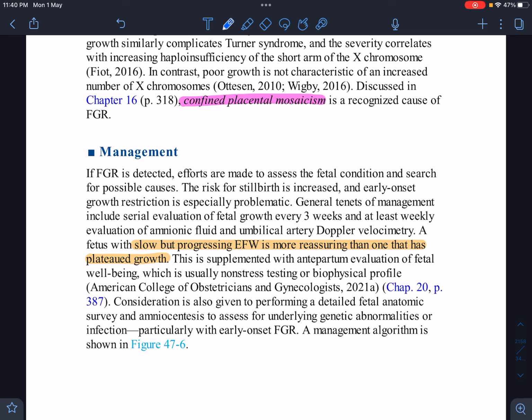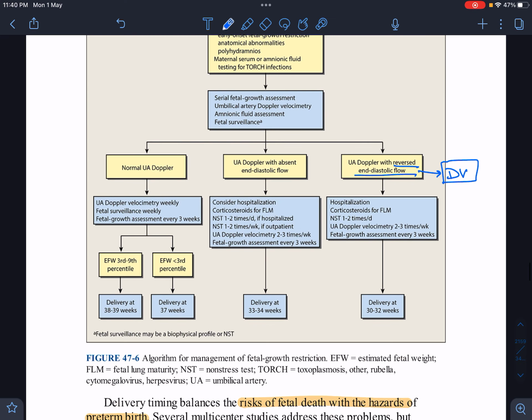It's okay if the babies grow. If you do serial ultrasounds and you see there is some weight gain, some growth, and the graph has not become a plateau, it is actually a good sign, and you can merely choose to observe.